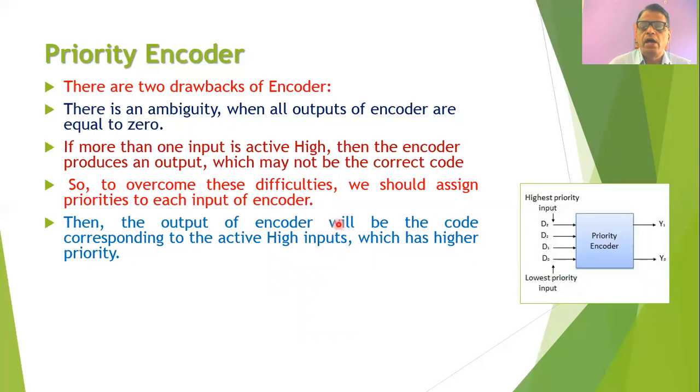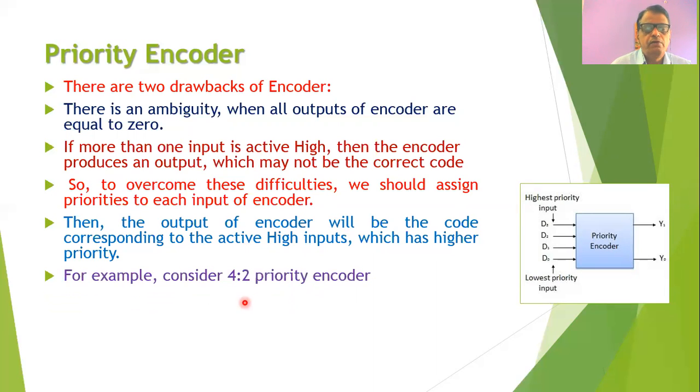Now, whenever we have priorities assigned to the inputs, the output of the encoder will be the code corresponding to the active high input which has the higher priority. So the input that has the higher priority will be given the preference, and accordingly, the output will be generated by the encoder circuit.